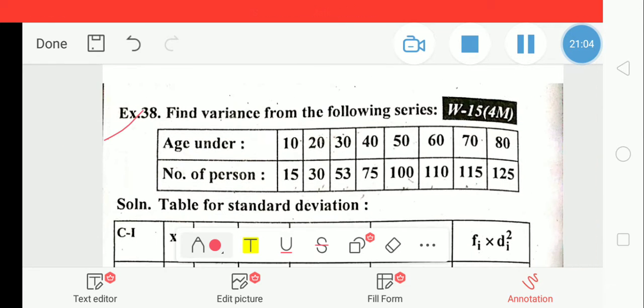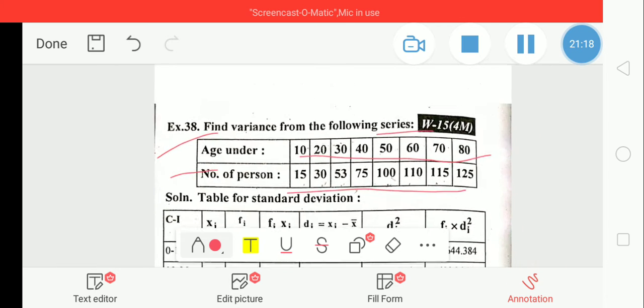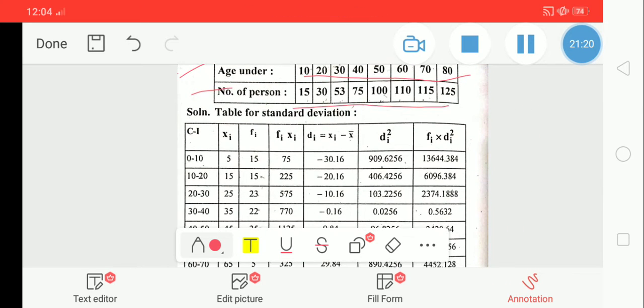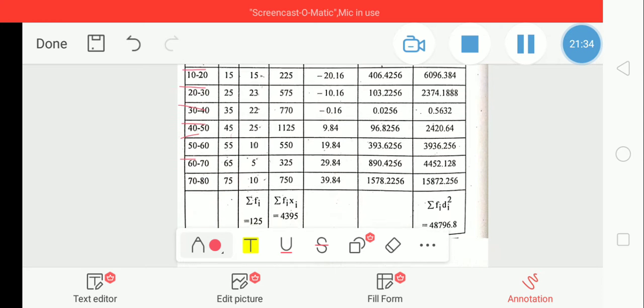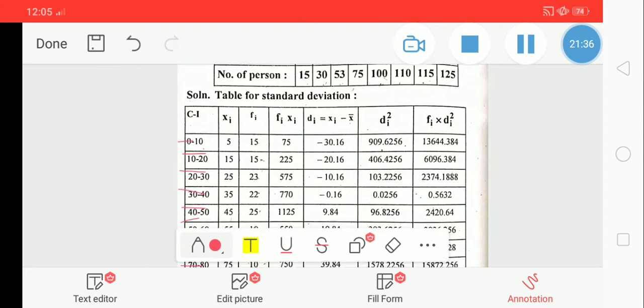Now let's see the next example. Find the variance of the following series. Here there is age and here number of persons. Table for standard deviation. So this is the age. We can write 0 to 10, 10 to 20, 20 to 30, 30 to 40, 40 to 50, 50 to 60, 60 to 70, 70 to 80.